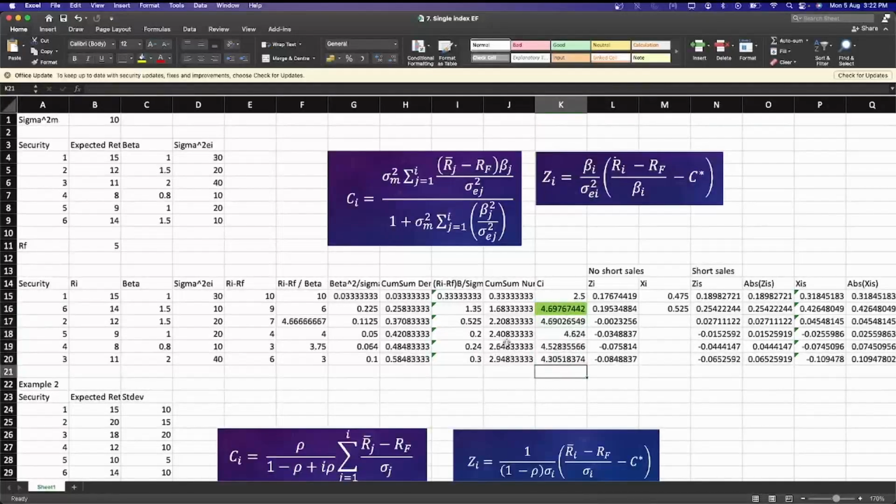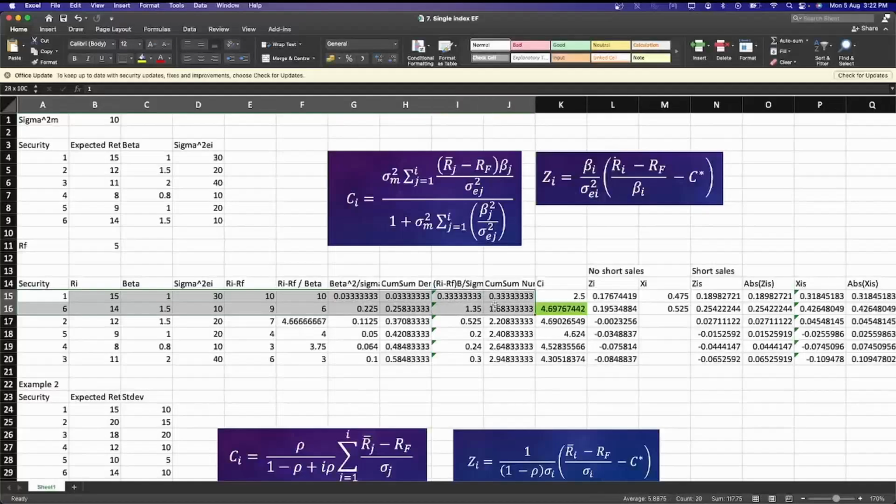Now we have to select the C star value, and for C star, the goal is that this Ri minus Rf by beta should be greater than Ci. For the first two of them, that is true, but for the third security, this ratio is smaller than this Ci, so therefore our C star is this one. That basically means that in our portfolio, we are going to include security number 1 and security number 6, these two securities. And for that, we have to calculate these Zi values.